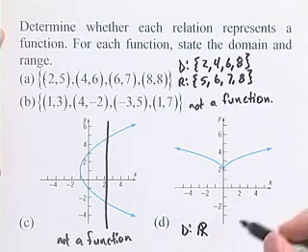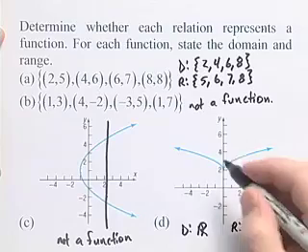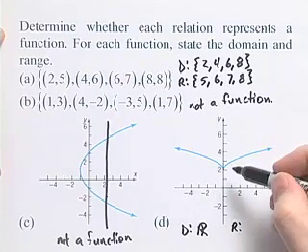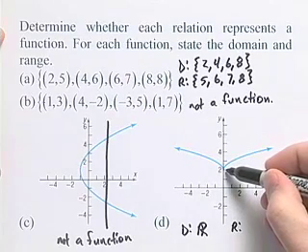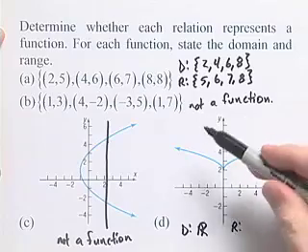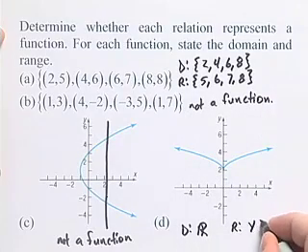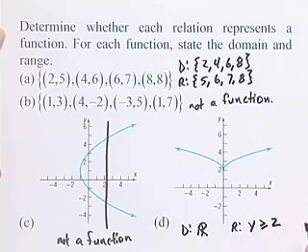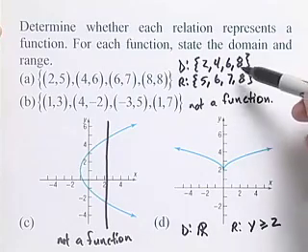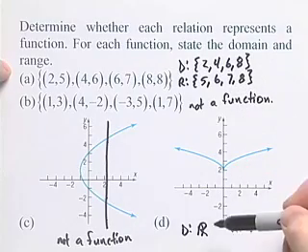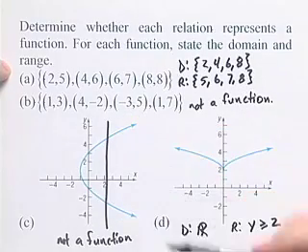The range is going to be the set of y values for all the ordered pairs on the graph. And if we look at the graph, it looks like the smallest y value is at 2, and because the graph continues to go up forever, we'll say that the range is y greater than or equal to 2. So we have a function in part A, we have a function in part D, but parts B and C are not functions.